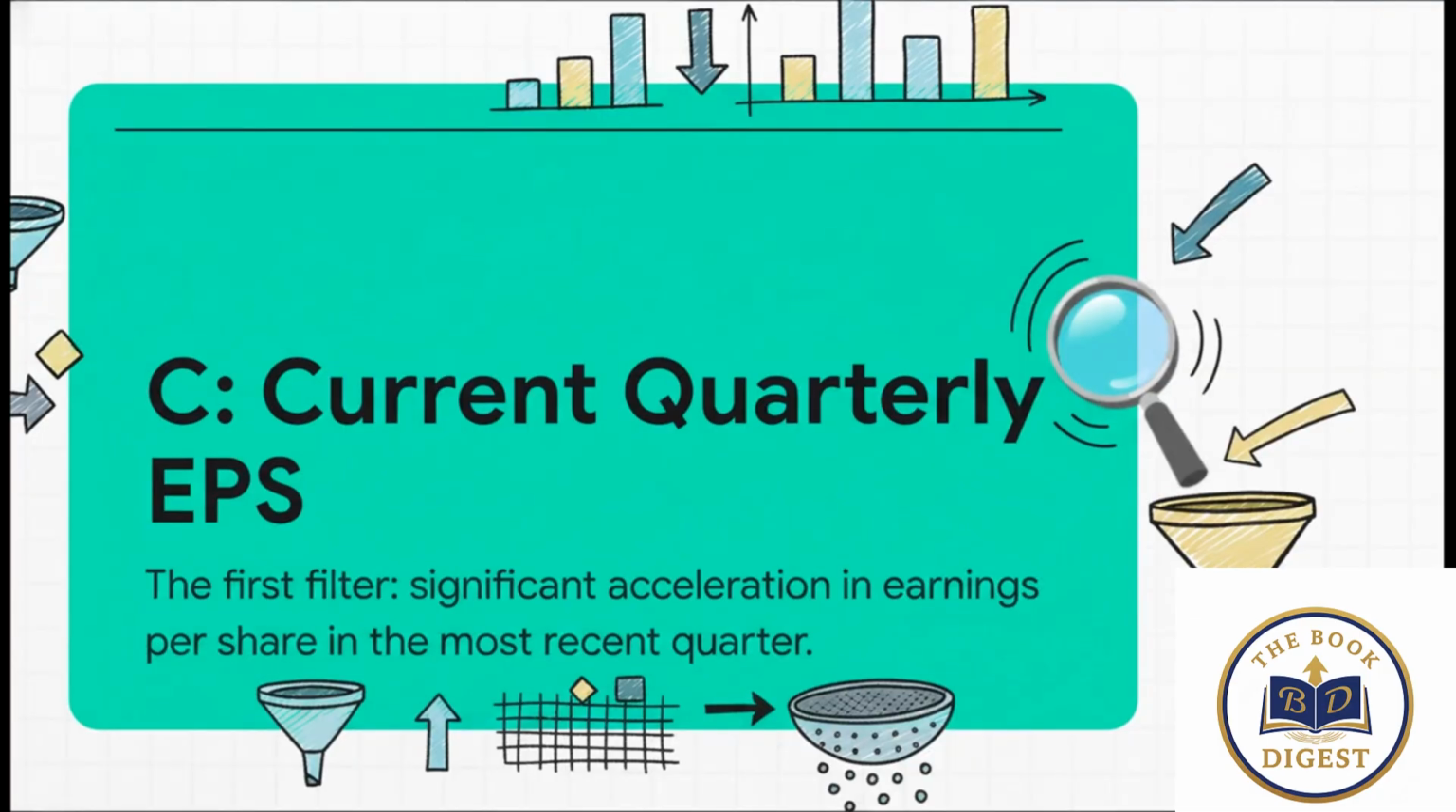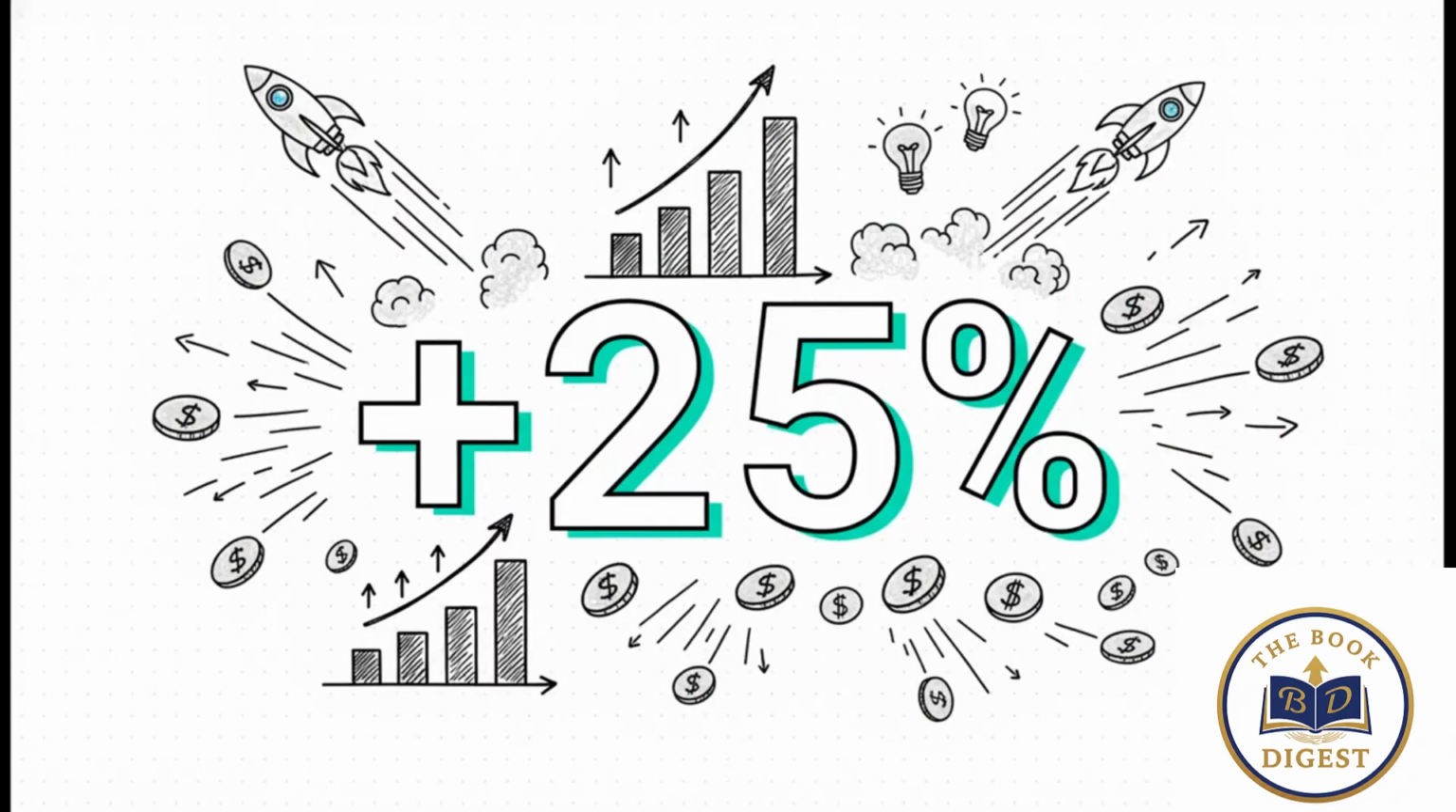Okay, first up is C for current quarterly earnings per share. Now, this is the first and honestly maybe the most important filter. O'Neill was pretty blunt about it. If a company can't pass this test, don't even bother looking at anything else. His data couldn't have been clearer. The biggest winners, the real titans, all had a massive, recent explosion in their earnings.